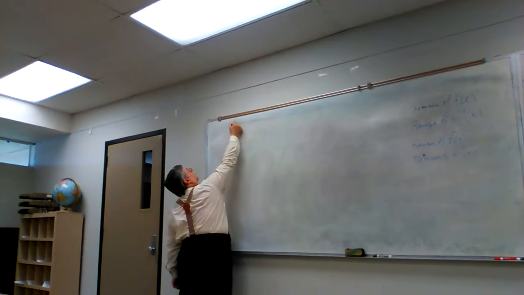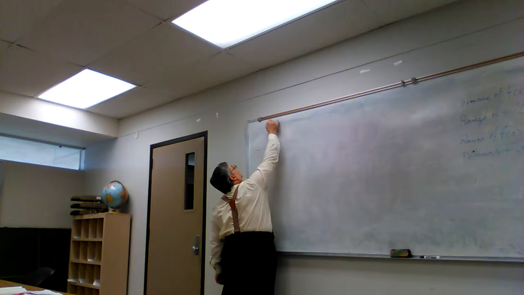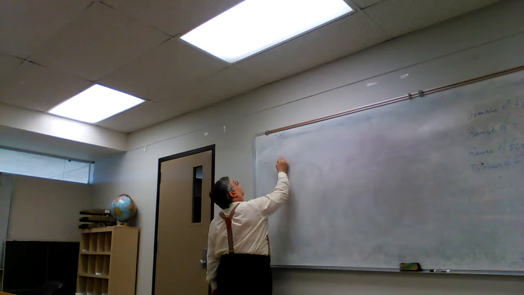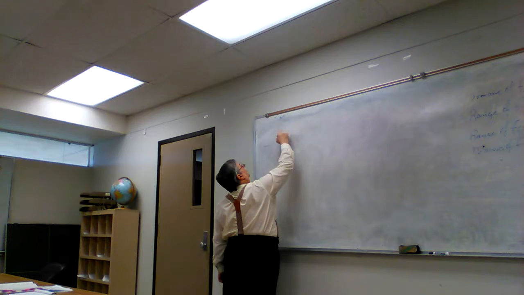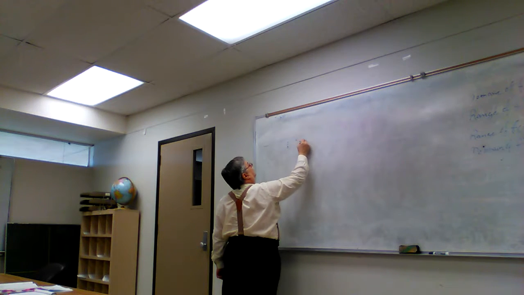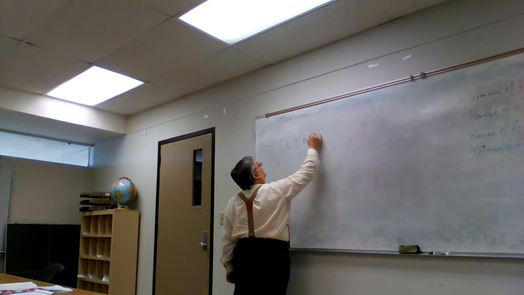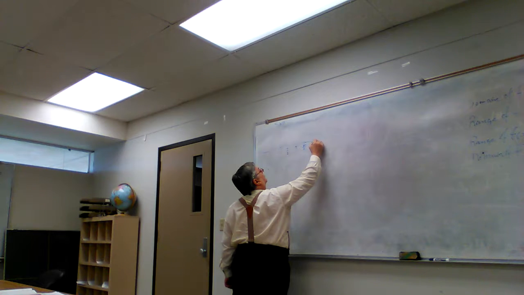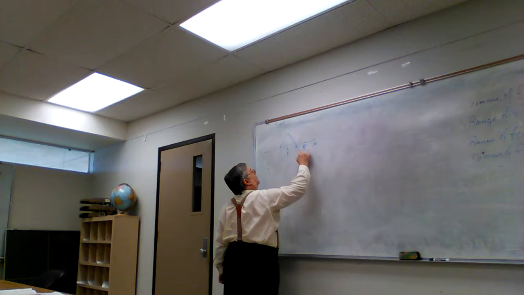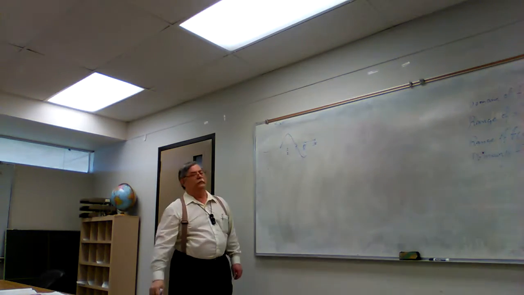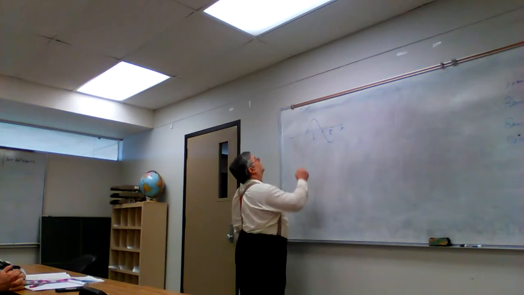So, let's start with sine of theta. At 0, it's equal to 0. At pi over 2, it's equal to 1. At pi, it's back to 0. At 3 pi over 2, it's down to a negative 1. And at 2 pi, it's back to 0. Where is this 1 to 1?